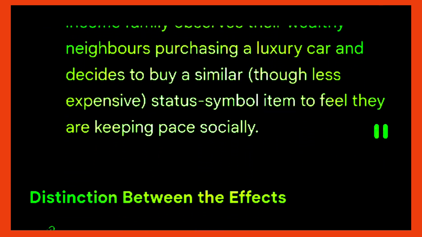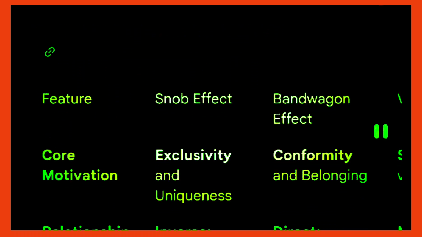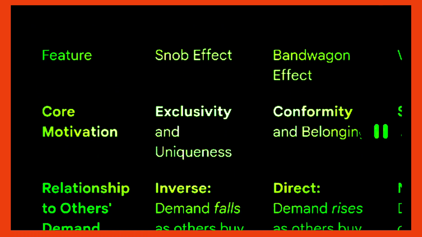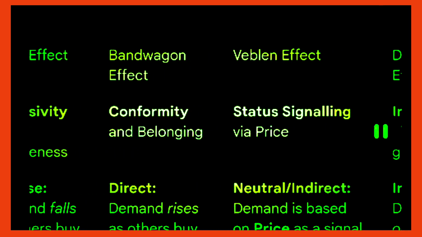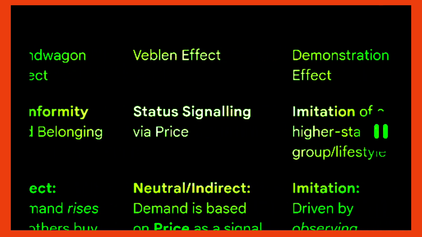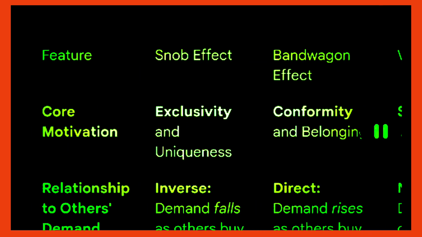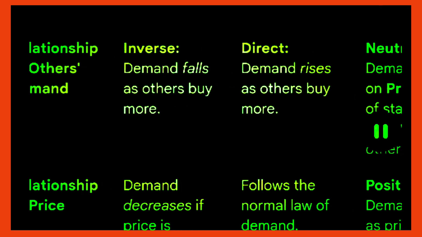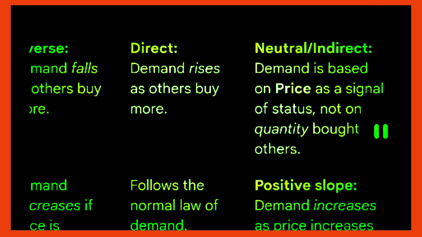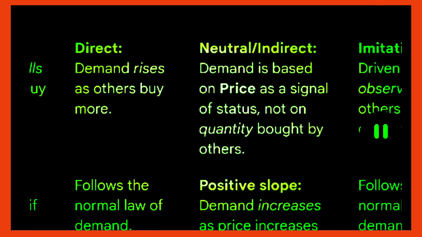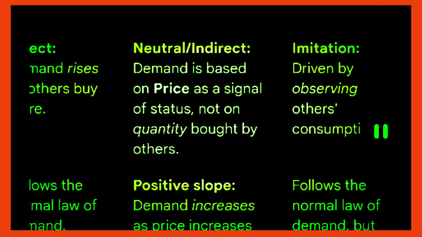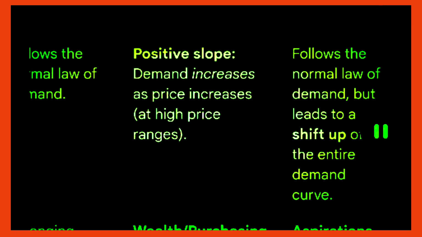Distinction between the effects. Feature: snob effect, bandwagon effect, Veblen effect, demonstration effect. Core motivation: exclusivity and uniqueness; conformity and belonging; status signaling via price; imitation of a higher status group's lifestyle. Relationship to others' demand: inverse, demand falls as others buy more; direct, demand rises as others buy more; neutral, indirect, demand is based on price as a signal of status, not on quantity bought by others; imitation, driven by observing others' consumption.